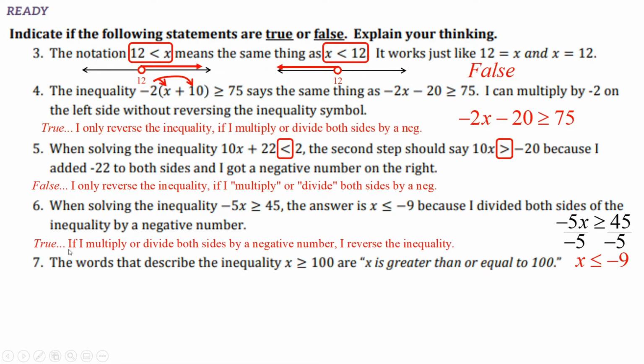Why is it true? Again, if I multiply or divide both sides by a negative number, I reverse the inequality. And that's exactly what we did. We divided both sides by negative 5. The words that describe the inequality x is greater than or equal to 100 are, x is greater than or equal to 100. That's exactly what we just said. So they're just having you translate this inequality. Well, that's a true statement, and all we did was translate.